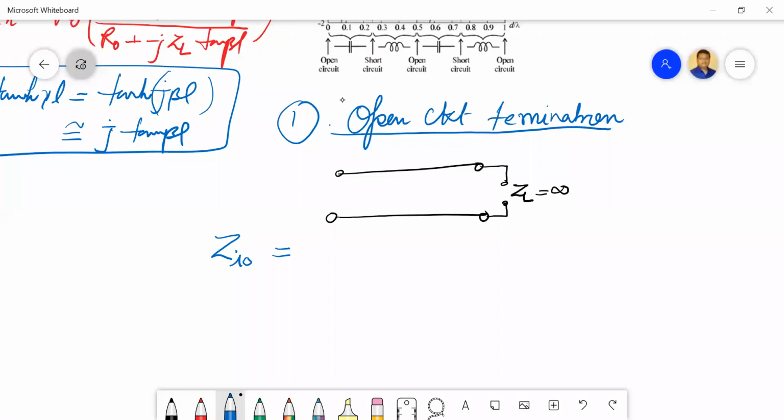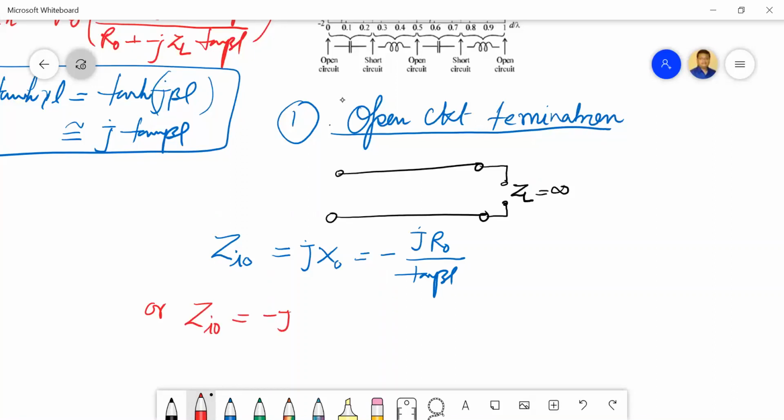This will be purely imaginary first of all, and I would say purely reactive actually. jX naught is equal to minus jR naught tan beta L. Fine. Or you can also write this: Zio is equal to minus jR naught cot beta L. Fine. So this is when we have the open circuit termination for a lossless transmission line.